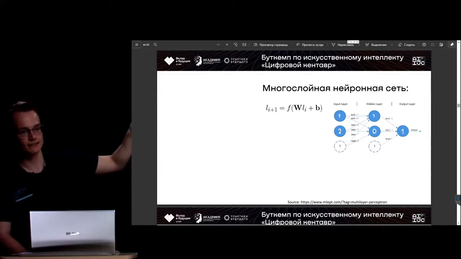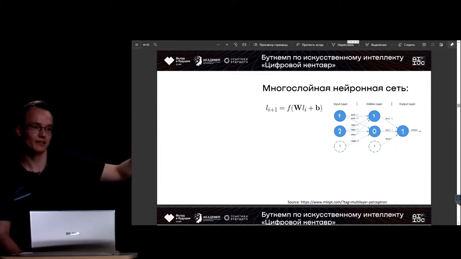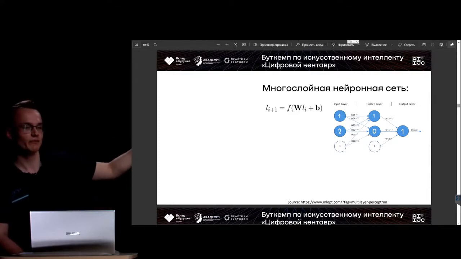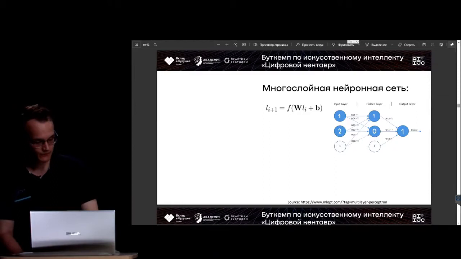L i plus 1 is the vector of activation of the subsequent layer. This is the activation function taken from a matrix multiplication of weights with the previous layer's value, with bias added to it.